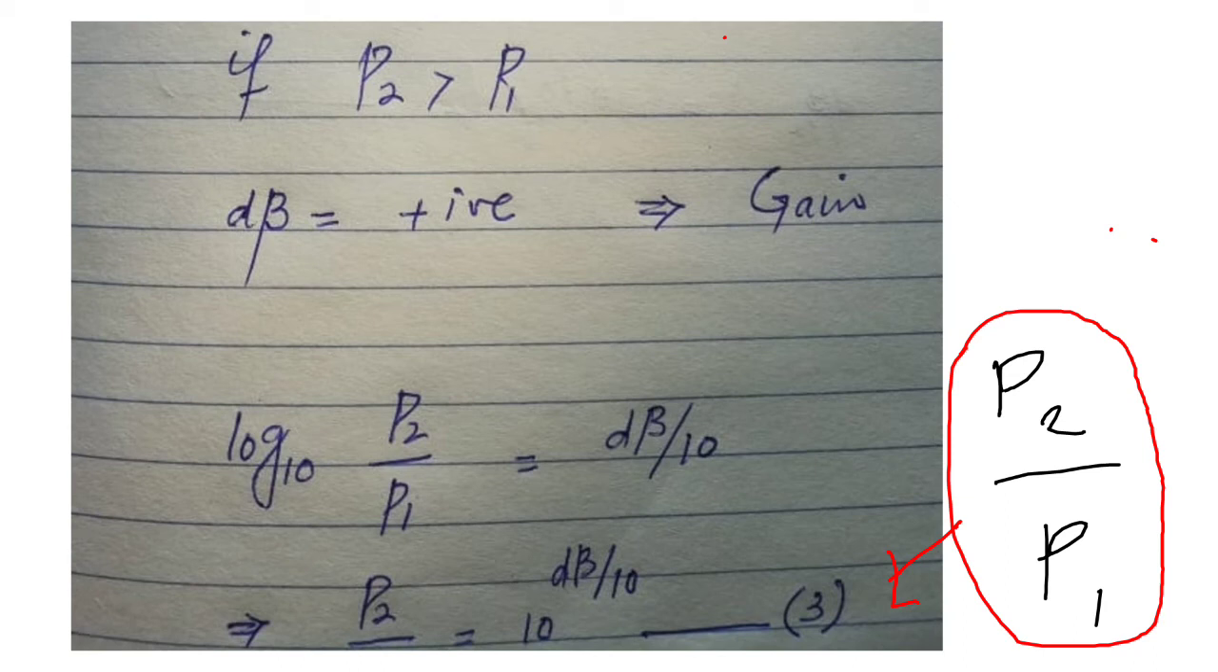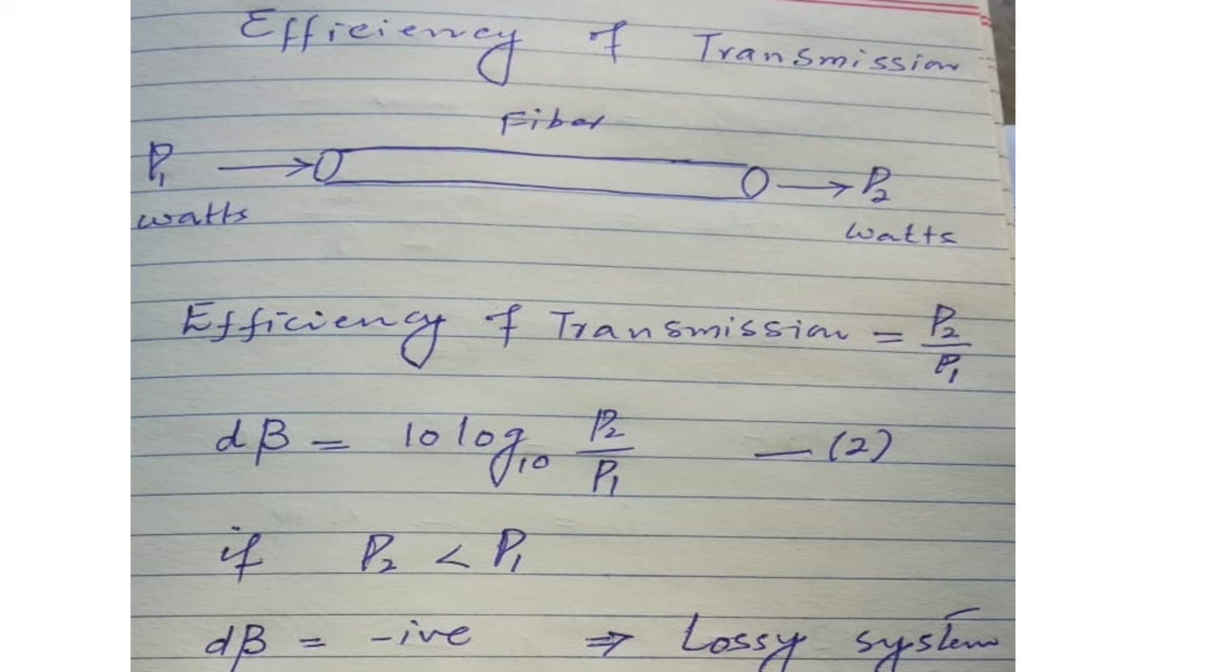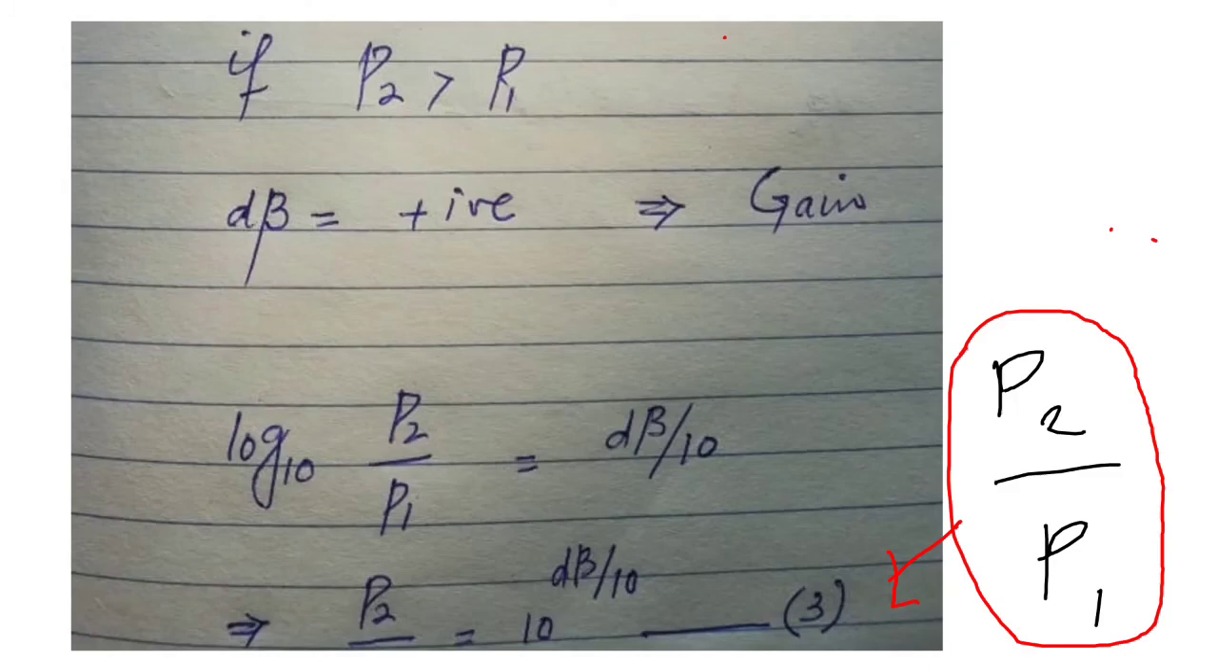Now we go back to equation number 2. Let us consider equation number 2 in this particular slide. And what we do, we divide both sides of equation number 2 by 10. If we divide both sides of equation number 2 by 10, we will get the second last equation of this slide, which is log of this ratio, that is P2 by P1, and that will be equal to dB divided by 10.